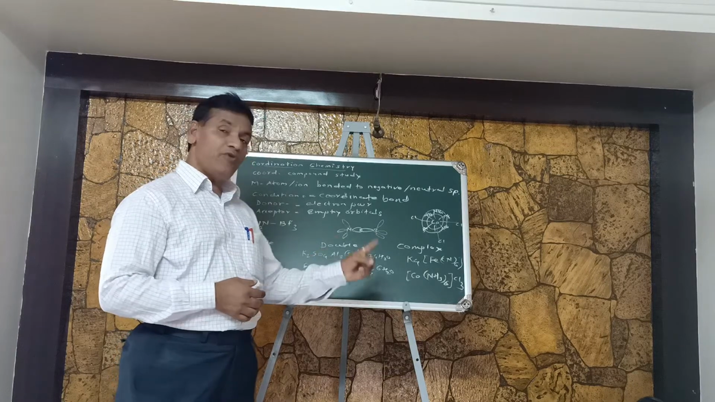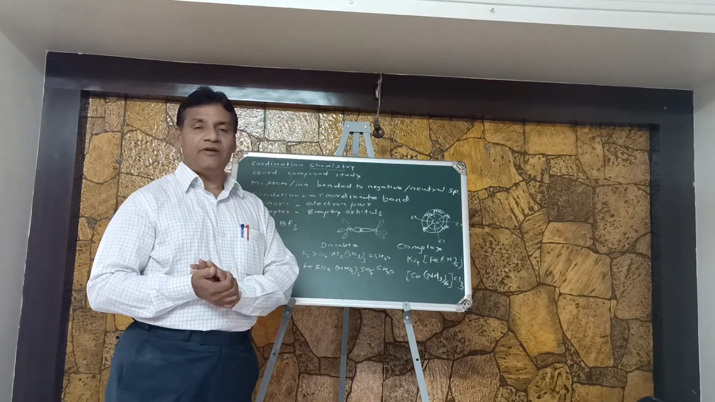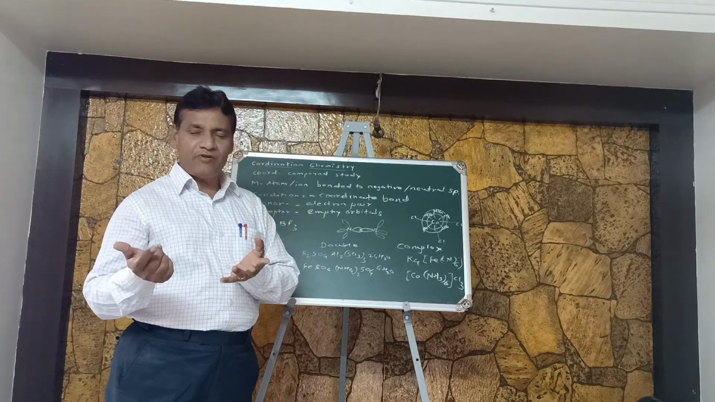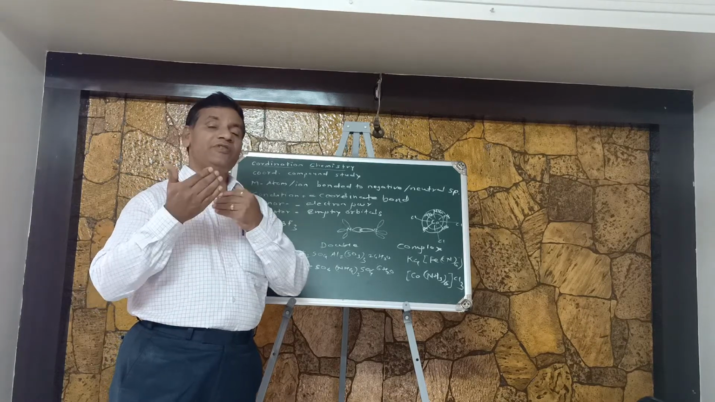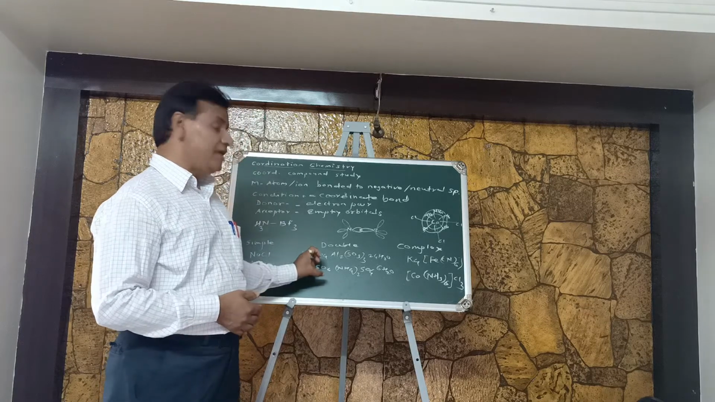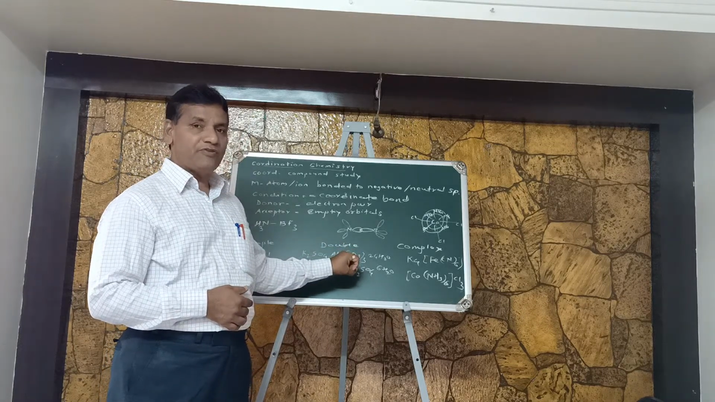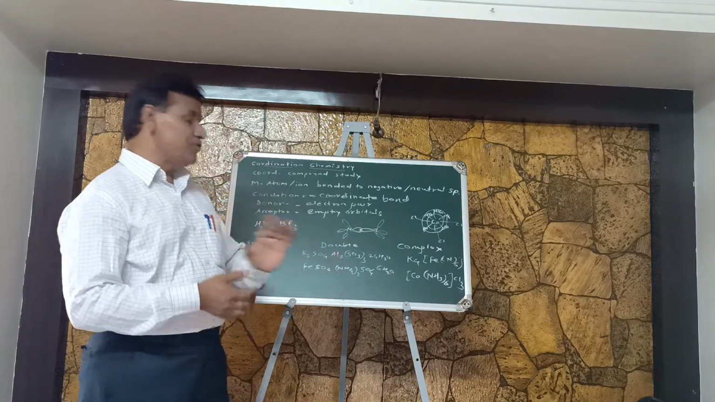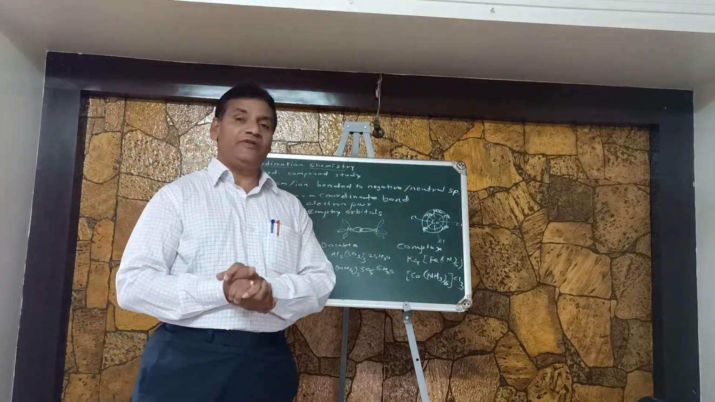So ferrous ammonium sulfate is a double salt. Ferrous sulfate is a simple salt. Ammonium sulfate is a simple salt. But if these two compounds are mixed together, this adduct is formed, this addition compound is formed, which is called ferrous ammonium sulfate. So such compounds are known as double salts.